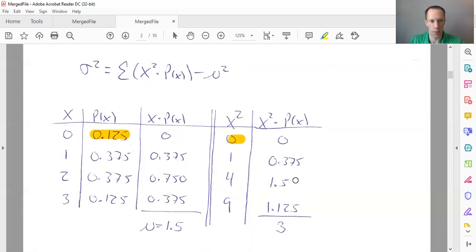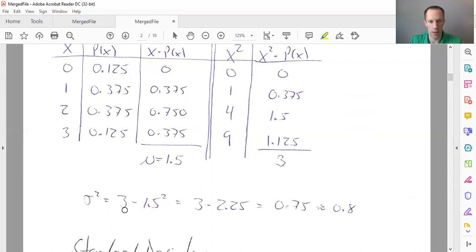So 0 times 0.125 gives me 0. 1 times 0.375 gives me 0.375. 4 times 0.375 gives me 1.5. 9 times 0.125 gives me 1.125. Now I add that last column up, that gives me 3. So that would be the summation part of this variance formula. Now we have to take that 3 and subtract the mean squared. So 3 minus 1.5 squared. Well, once you work it out, you should get 0.75, or if you round it to one decimal place, you would get 0.8.